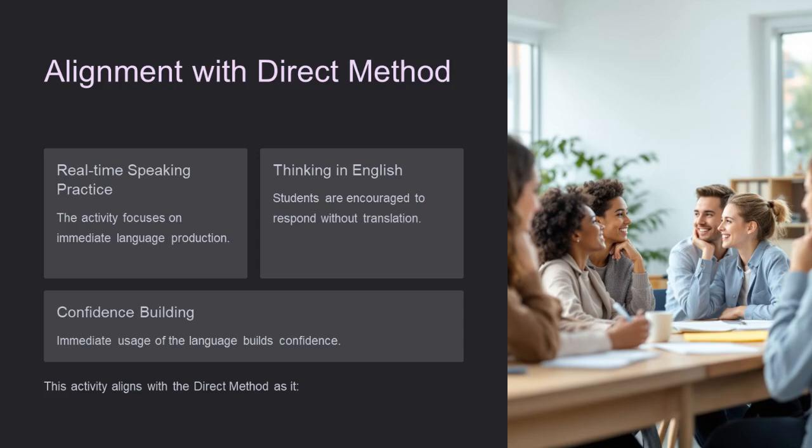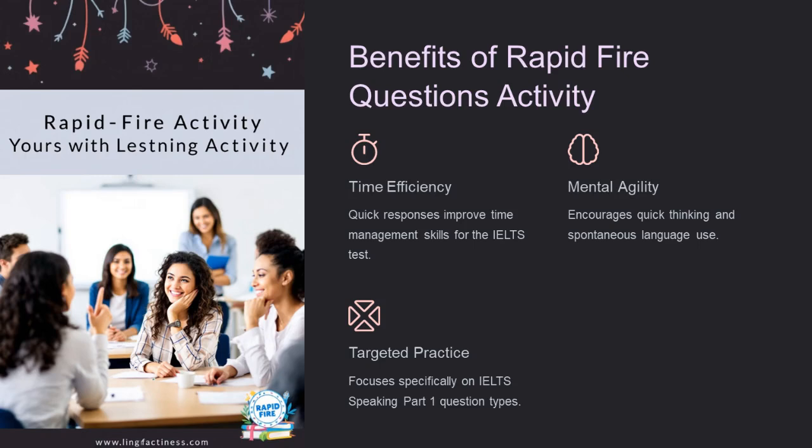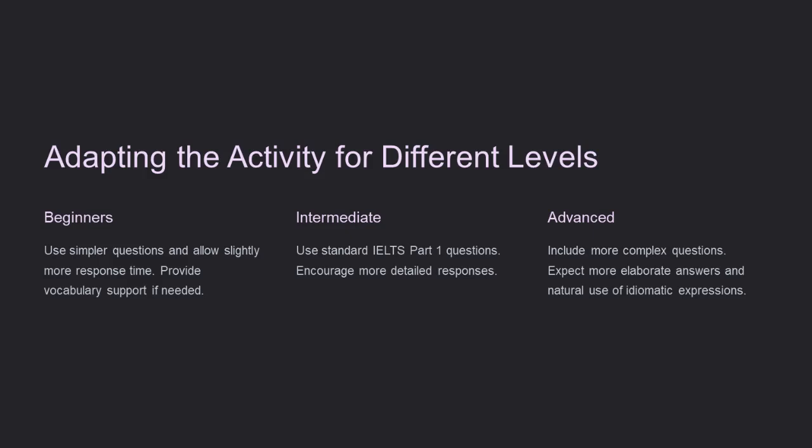The rapid-fire questions activity aligns with the direct method by focusing on real-time speaking practice, encouraging thinking in English without translation, and building confidence through immediate language use. It offers several benefits, including time efficiency, mental agility, and targeted practice specifically for IELTS speaking Part 1 question types. This activity can be adapted for different levels.